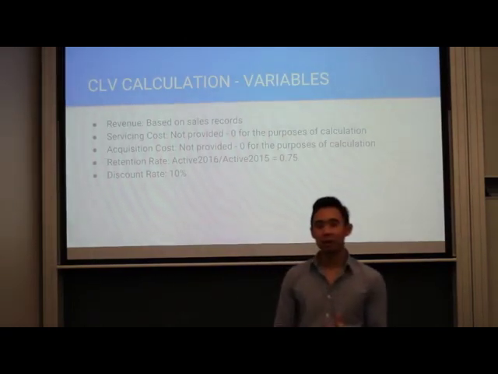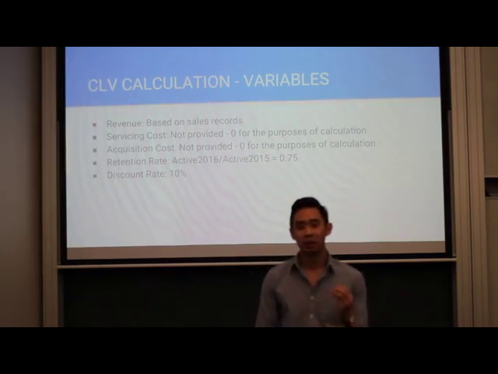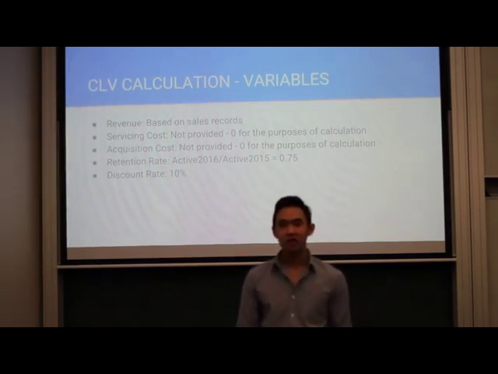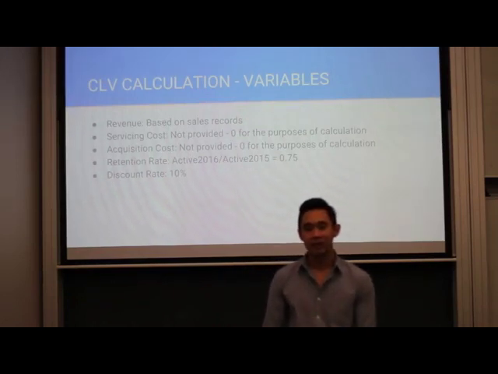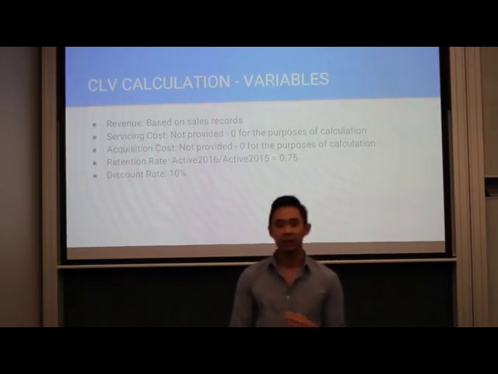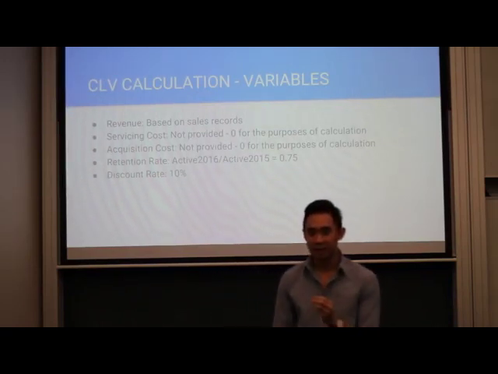So to figure out the revenue, we simply summed up the amount of purchases from all our customers to see what their total revenue is. The acquisition cost and servicing costs were not provided to us by FGP, so for the sake of this calculation, we assume them to be 0. When FGP receives this data, they can manipulate this formula based on their costs.